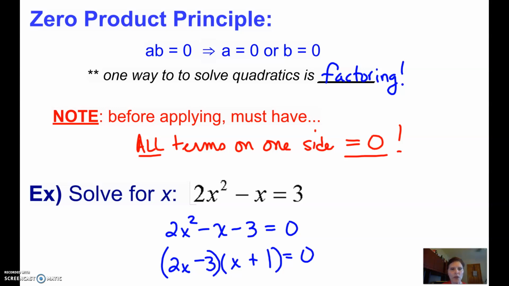Okay, so when I'm going to use factoring as a method to solve quadratic equations, I have to make sure I have it equal to zero, because this doesn't work for anything else. So in my example here, I have 2x squared minus x equals 3. There's no zero. I have to subtract the 3, move it to the other side, then I can do my factoring.